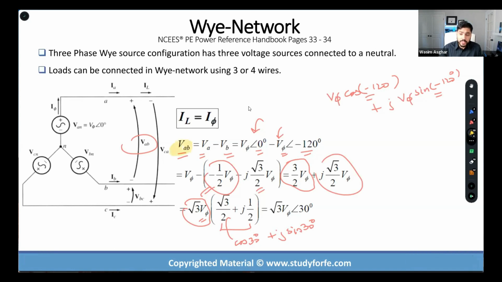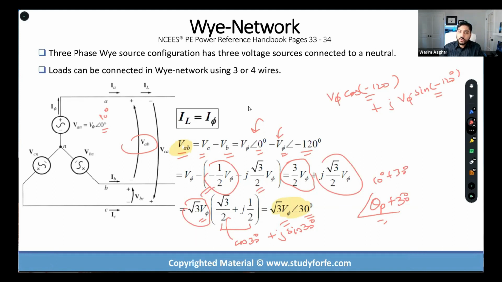In terms of magnitude, that's fine, but it is also going to be leading the phase angle of the phase voltage by 30 degrees. So this 30 degrees, if you look at it, is basically the angle theta of the phase plus 30 degrees. Okay, makes sense? Because over here, this was 0 degrees, right? So if this was not 0 degrees, let's say the phase was already at 10 degrees, it will become 10 degrees plus 30 degrees. Okay, so this is the math behind the square root 3 and 30 degrees.